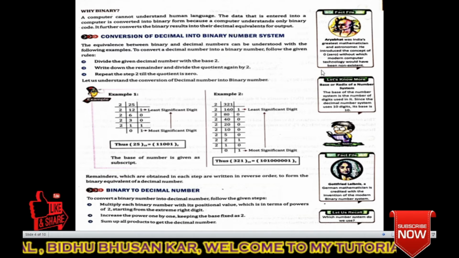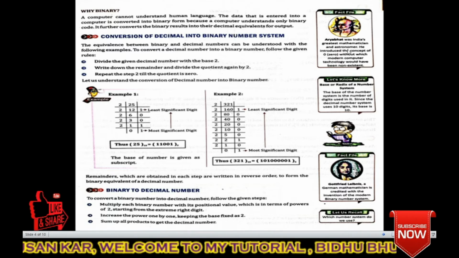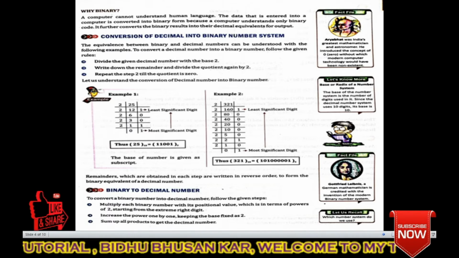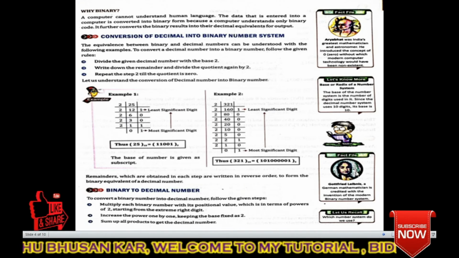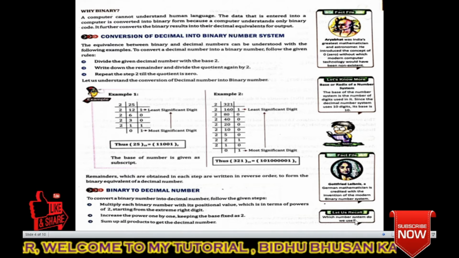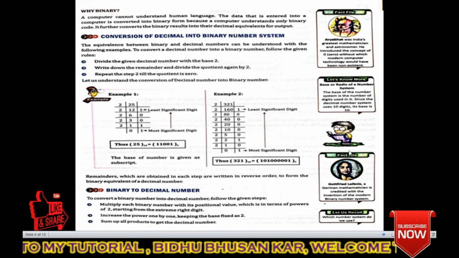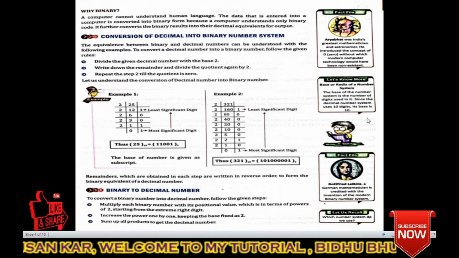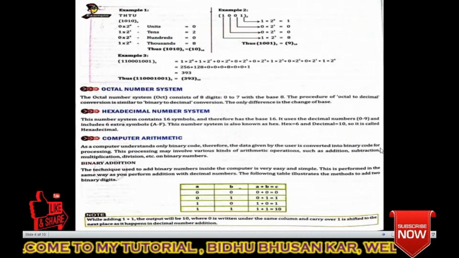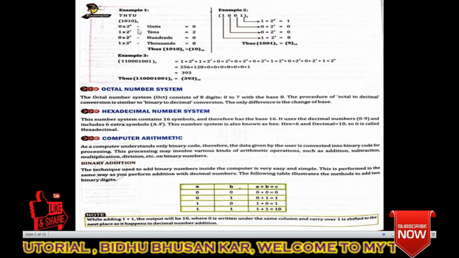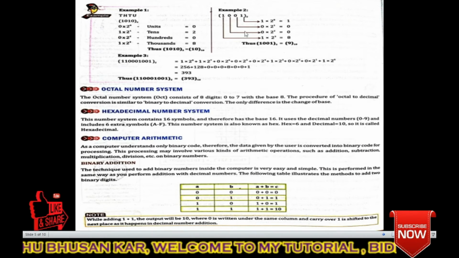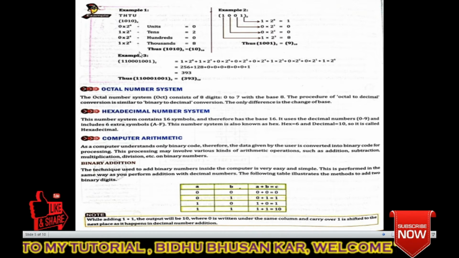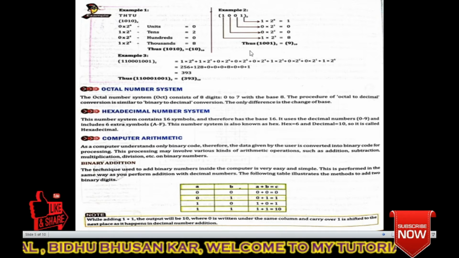One more important thing is that you have to read also this facts file. Let's know more, then facts file and let's also recall. You have to read all these things. Next, see, these are example 1, example 2. These are the conversion of binary to decimal. Here also binary to decimal.